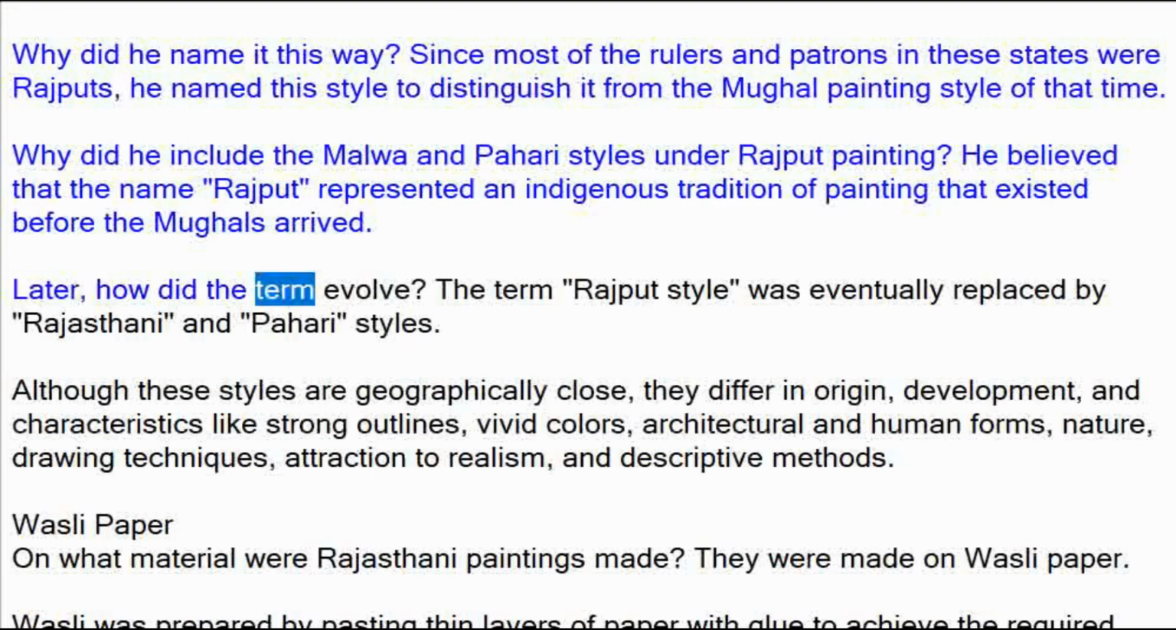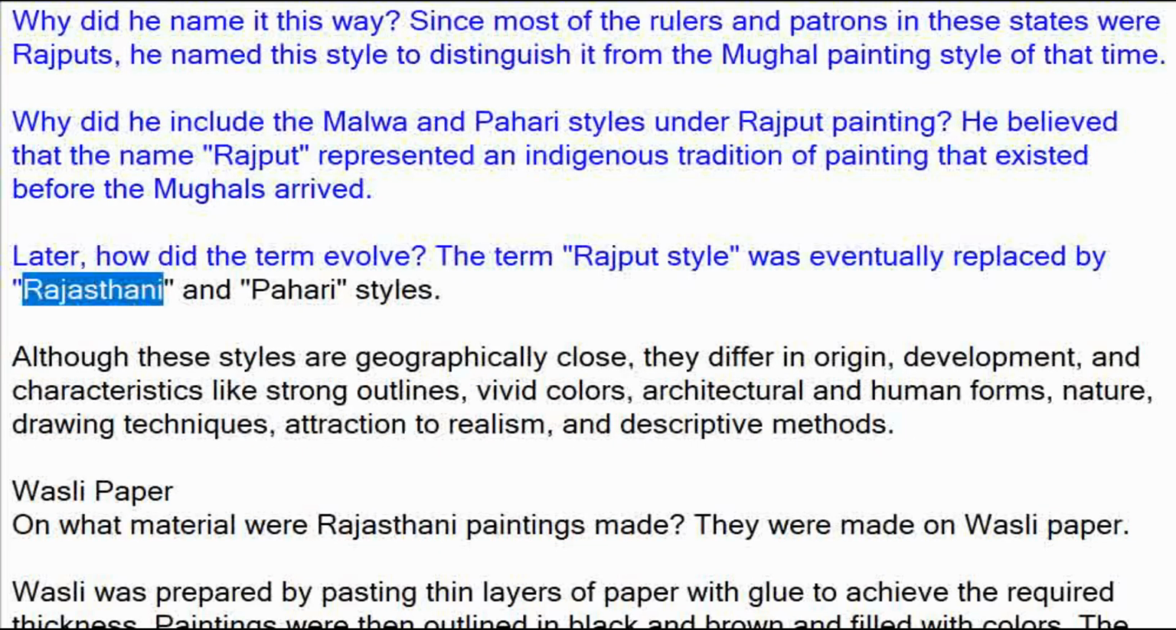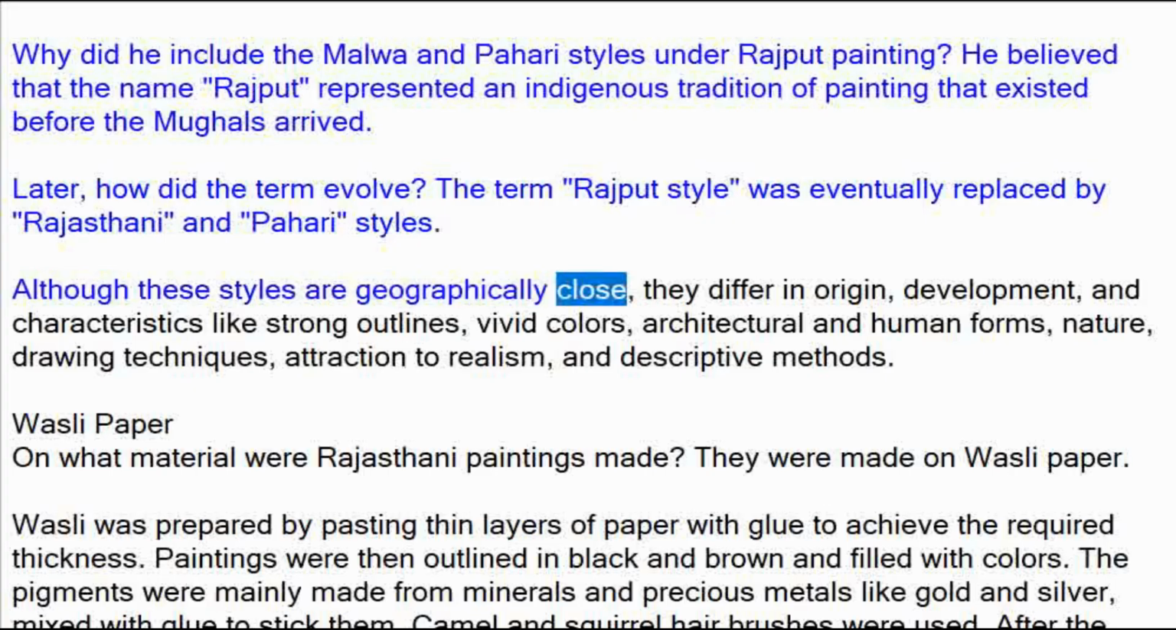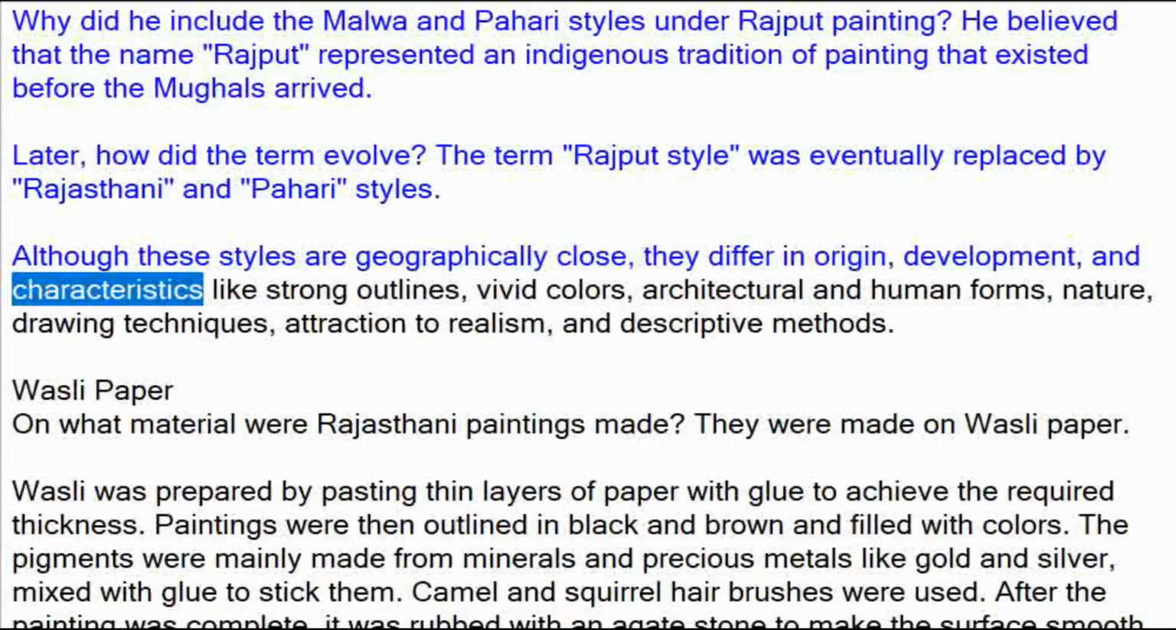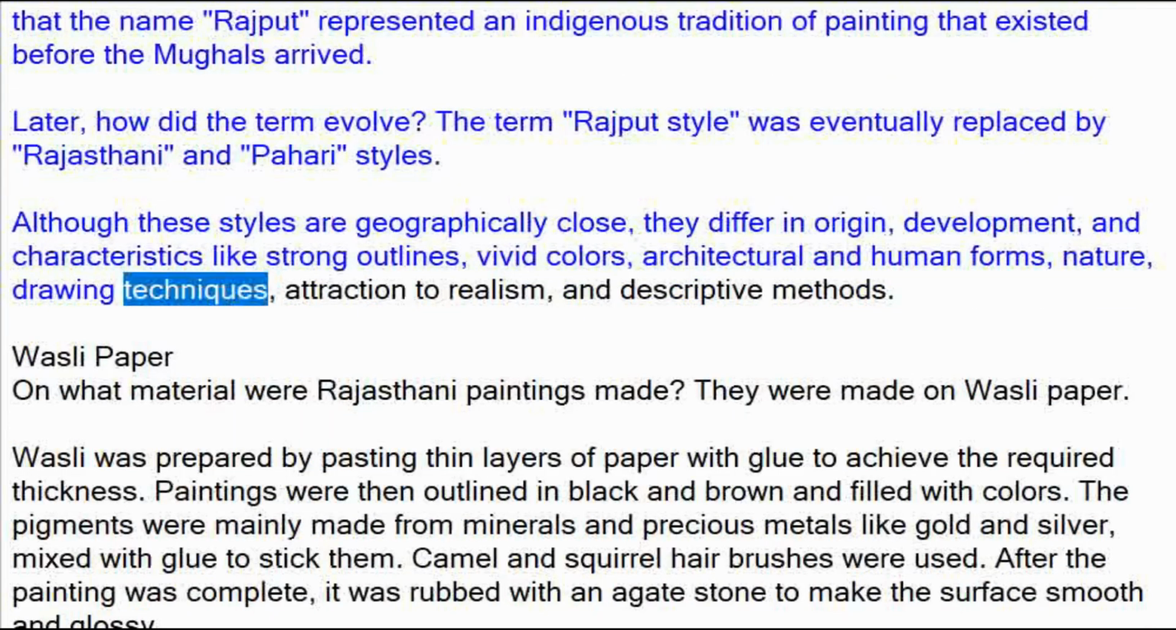Later, how did the term evolve? The term Rajput style was eventually replaced by Rajasthani and Pahari styles. Although these styles are geographically close, they differ in origin, development, and characteristics like strong outlines, vivid colors, architectural and human forms, nature, drawing techniques, attraction to realism, and descriptive methods.